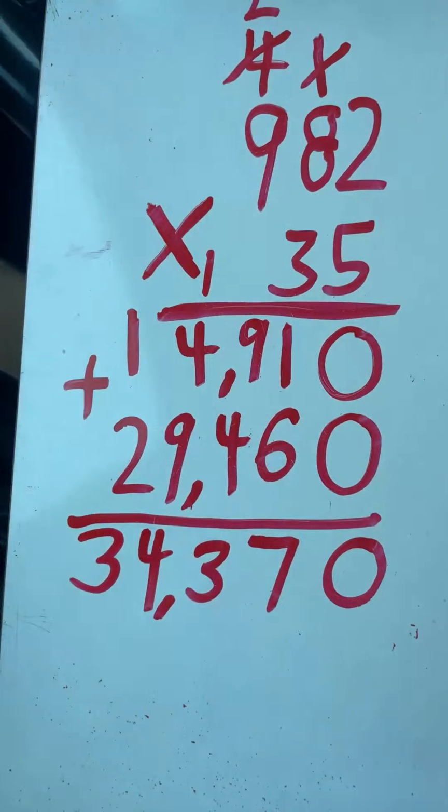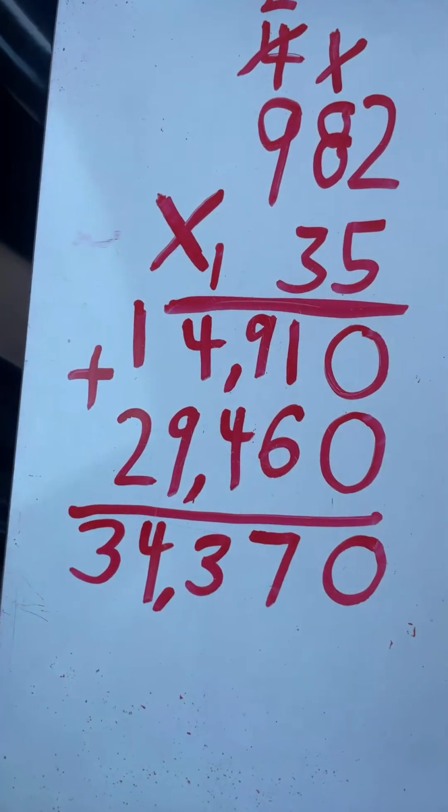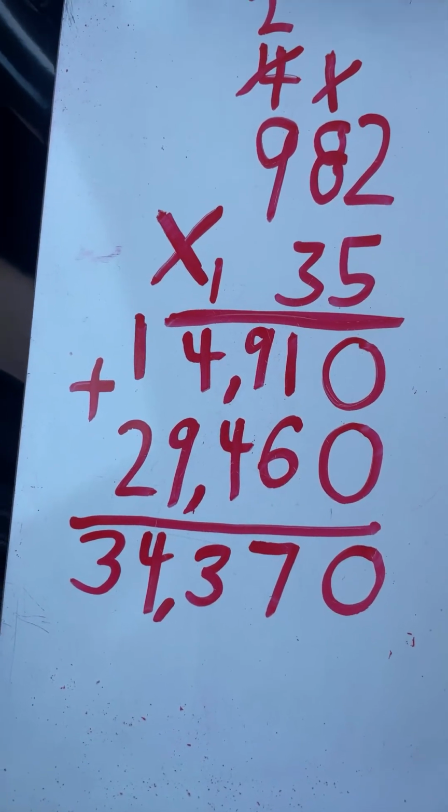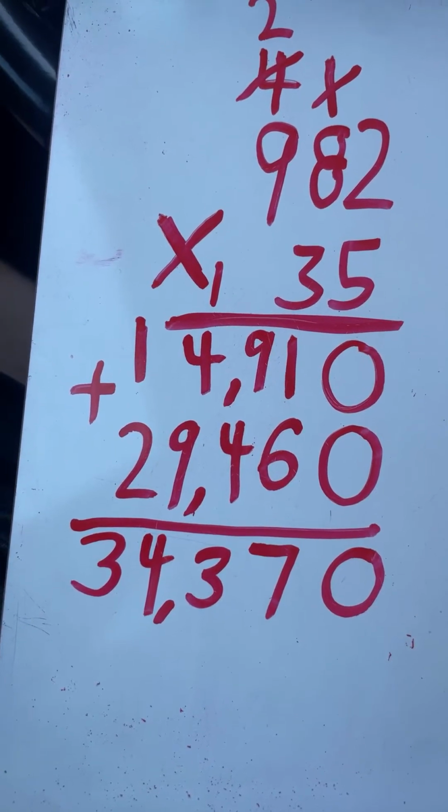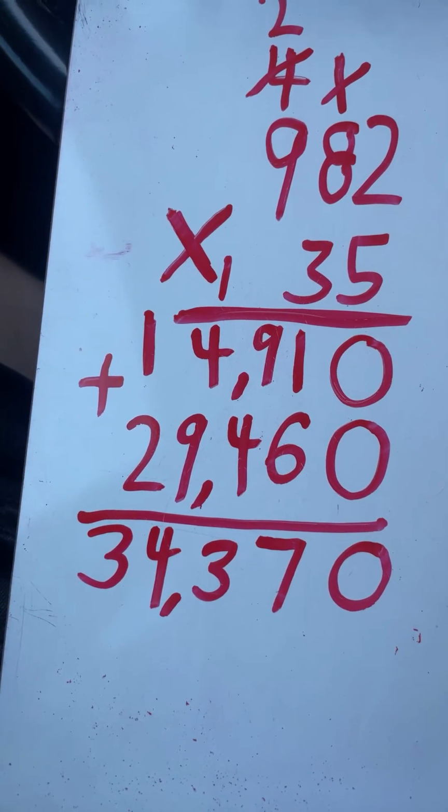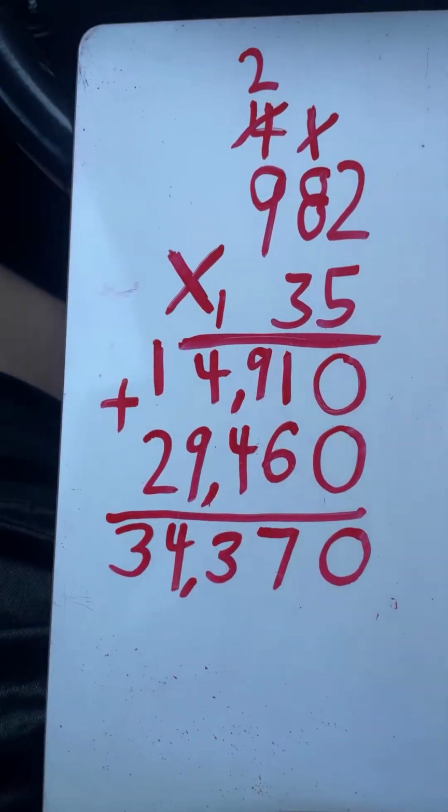And we have our final answer. 982 times 35 equals 34,370.